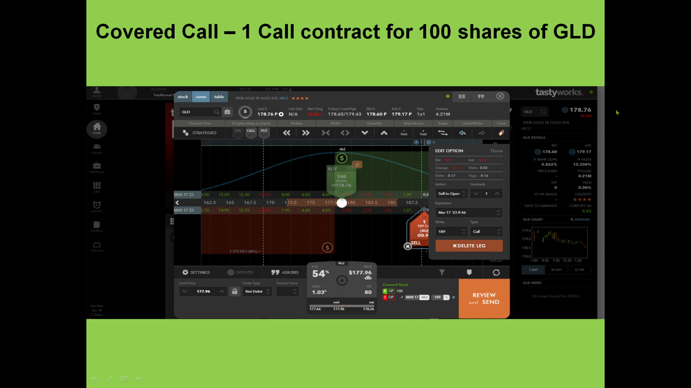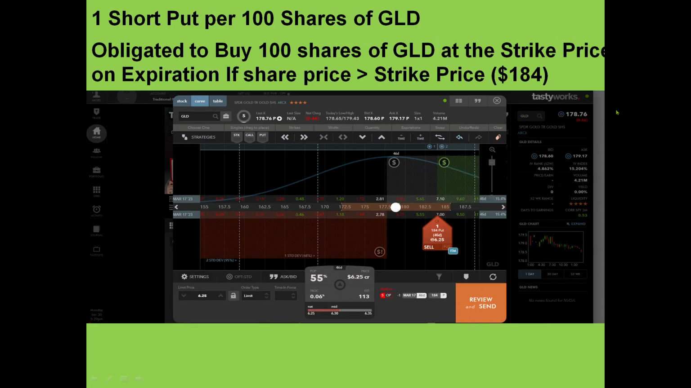0.17 delta covered call. Of course, the $6.25 also consists of an intrinsic value because it's in the money, and the in-the-money intrinsic value is equal to 184 minus the existing price of GLD, which is 178.76. So in other words, you will get some extrinsic value and some intrinsic value.